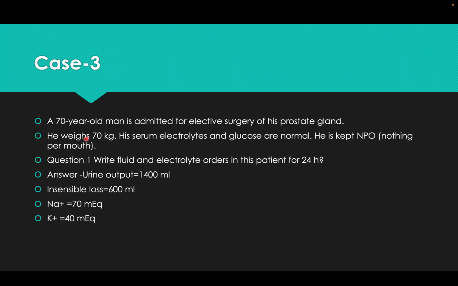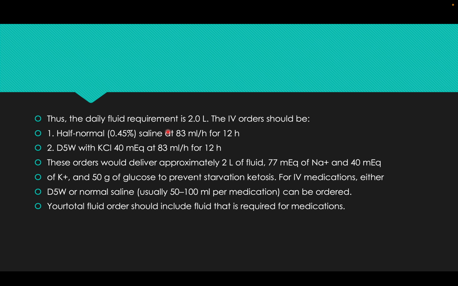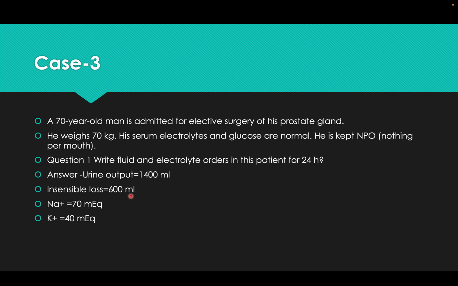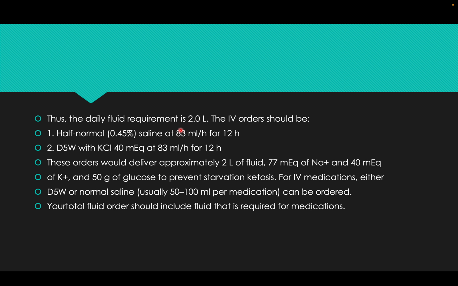So you always use this formula: what is the urine output, what is the insensible loss, what is the sodium requirement, what is the potassium requirement, what is the glucose requirement. So that is the formula. Thus in this patient you require around 2 liters, that is 1400 ml plus 600 ml. You give one as half normal saline at 83 ml per hour for 12 hours, and the other as dextrose 5 water with KCl 40 milliequivalents at 83 ml per hour for 12 hours. This will give around 2 liters of water.